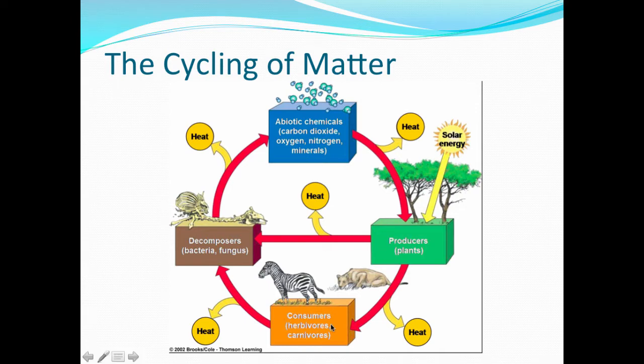Well, when this zebra dies, all of its matter has to go somewhere too. It doesn't just disappear. So the body will remain until decomposers like bacteria and fungi can break that matter down back into molecules to be released either into the atmosphere, like carbon dioxide or oxygen, or to be stored in minerals or nitrogen in the soil, where then new plants will grow, taking that matter in. So matter does cycle through the ecosystem.